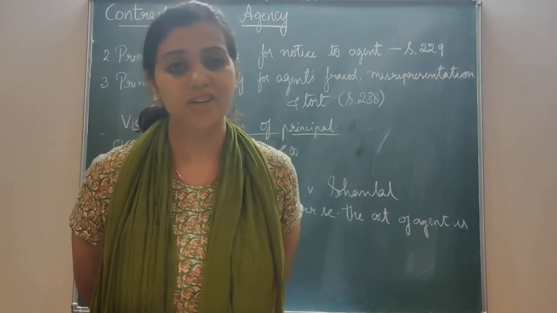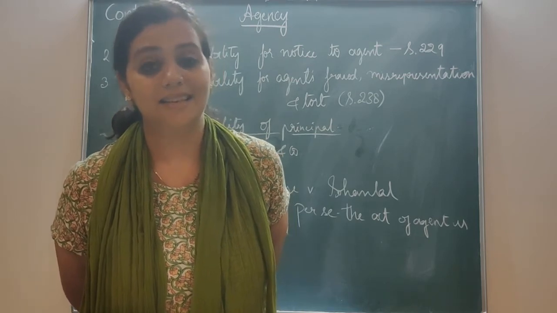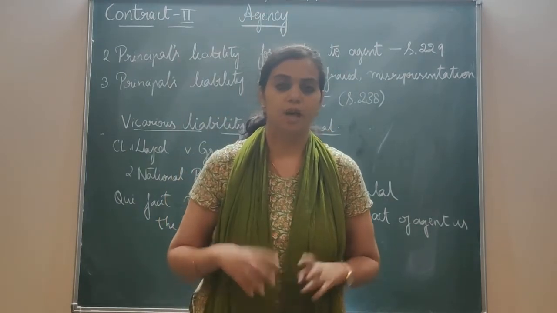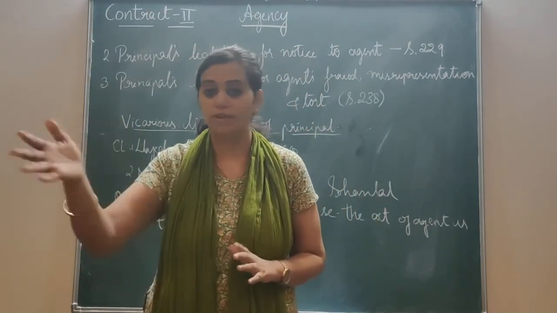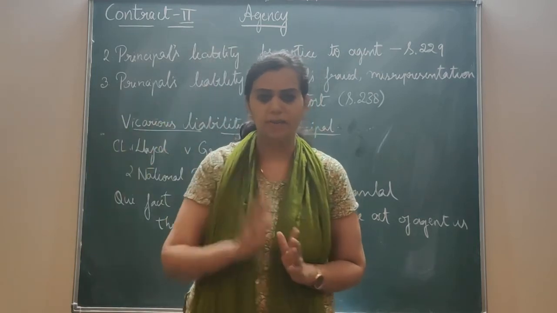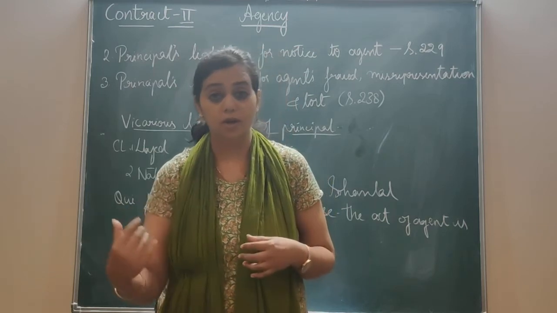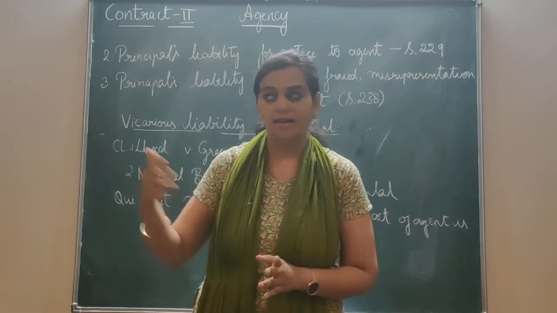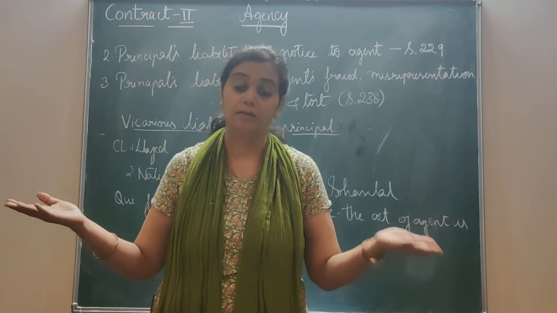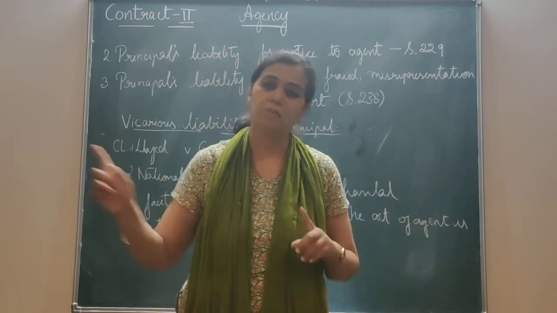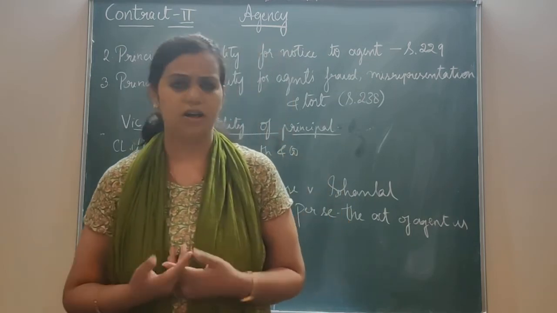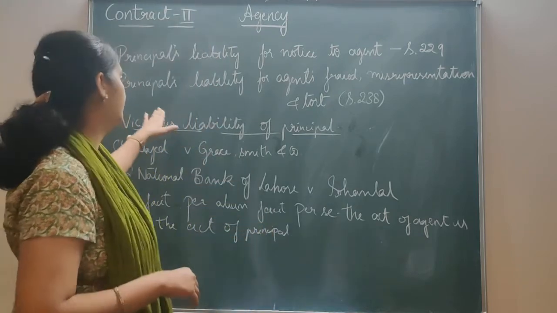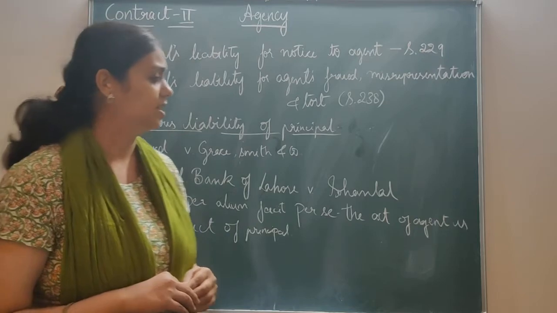B is the principal. The agent has misrepresented and exceeded his authority. He was authorized to sell only these particular goods, but he also sold other goods, which he was not authorized to sell. The principal did not give permission to sell those goods. So he sold it and C has taken it in good faith. Now this contract becomes voidable at the option of the principal and the third party. He can accept it or he can cancel this particular contract. Clear with this? So this is the example for principal's liability for agent's fraud, misrepresentation or tort.